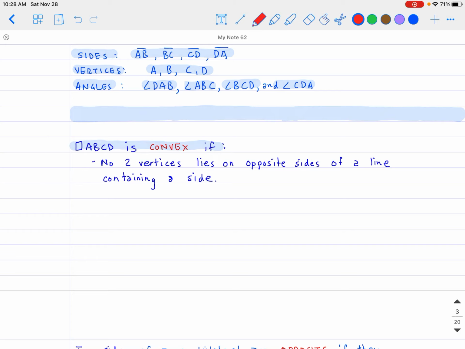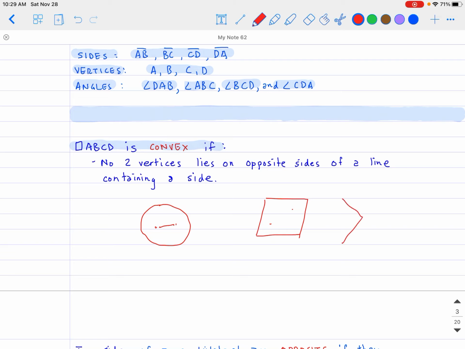So back in chapter 3, we said that if you have a set that is convex, then that means that if you choose any 2 points inside, the line segment that is formed by those 2 points will be inside the set as well. So for a quadrilateral, it's the same idea. So something like this right here would be considered convex because if you notice, if I take 2 points inside, it is still going to be inside the quadrilateral.